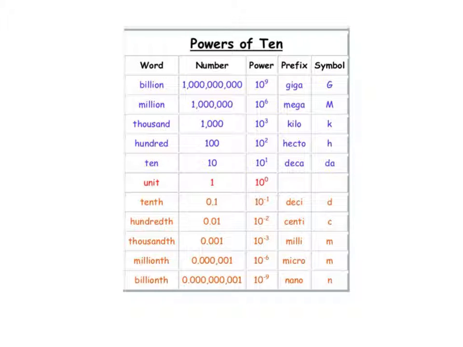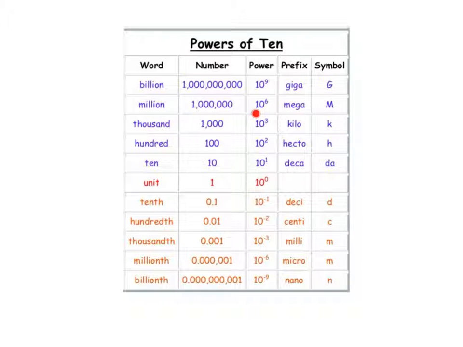This is a chart that you can print out and put into your notes or copy. It's just very helpful. When you're talking about a billion, that is going to be 10 to the 9th power. These are some symbols and prefixes. You don't have to memorize those. I just want to go quickly through the chart so that you can see the pattern.